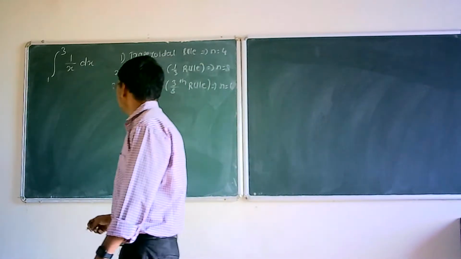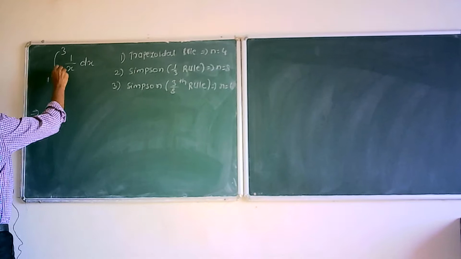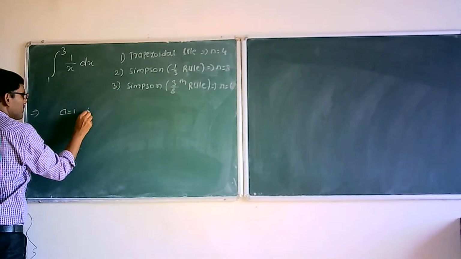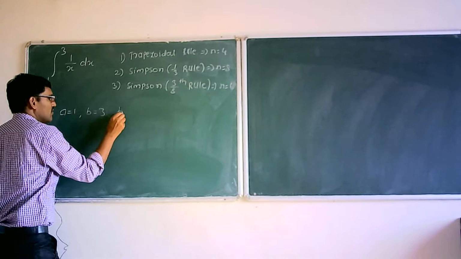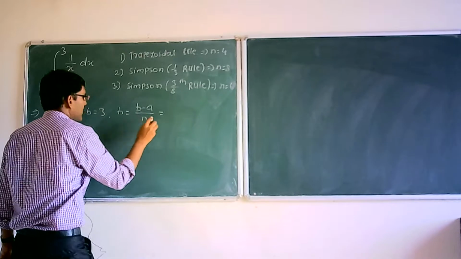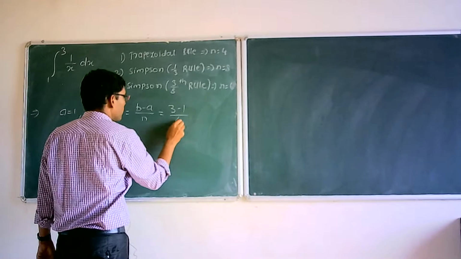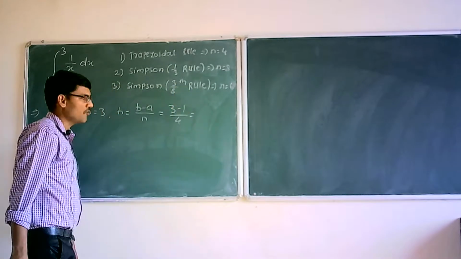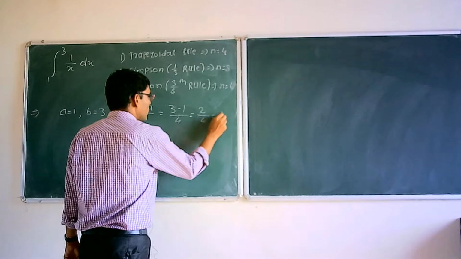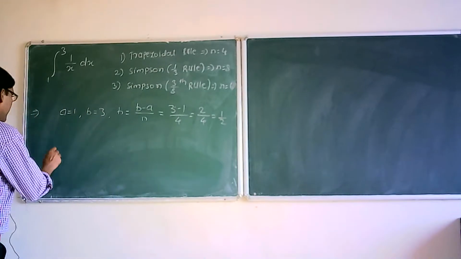So here first we want to apply the trapezoidal rule. What is your upper limit? It is 3, and the lower limit is 1. So a is equal to 1, b is equal to 3. So h is equal to b minus a divided by n. What is b minus a? 3 minus 1 is 2, divided by n, which is 4, the number of strips given. So 2 by 4 is 1 by 2, or 0.5. So what is your x?